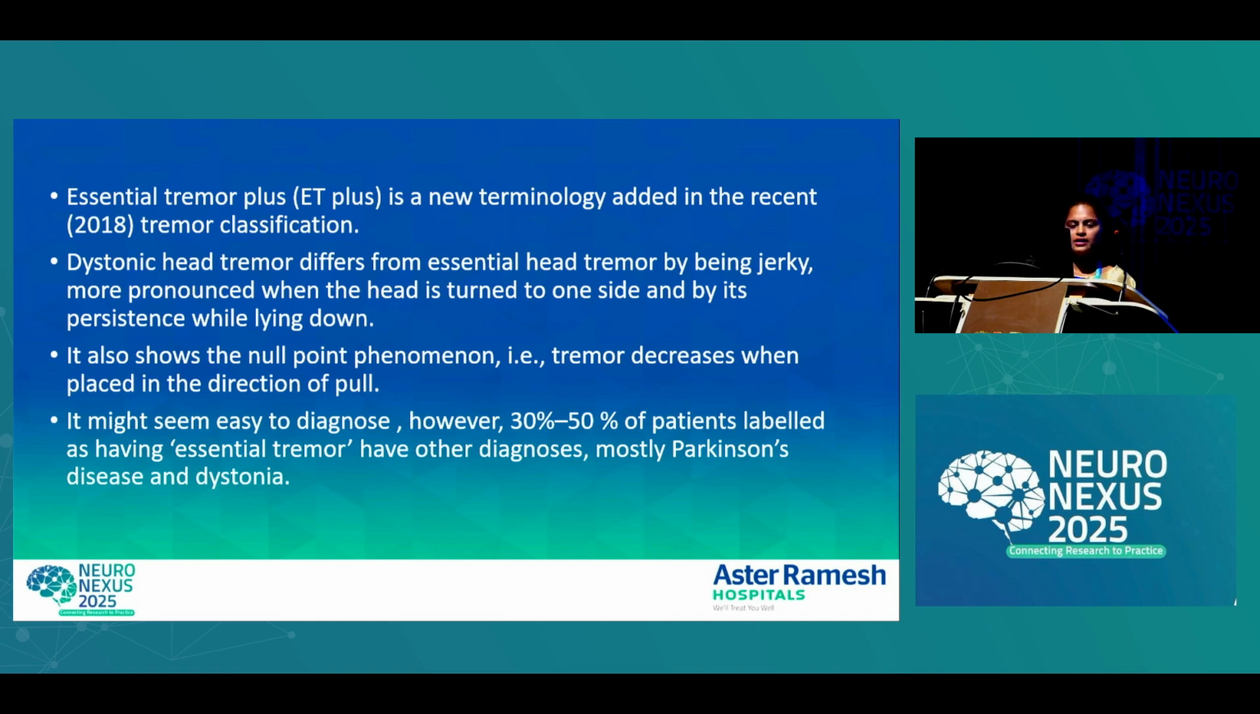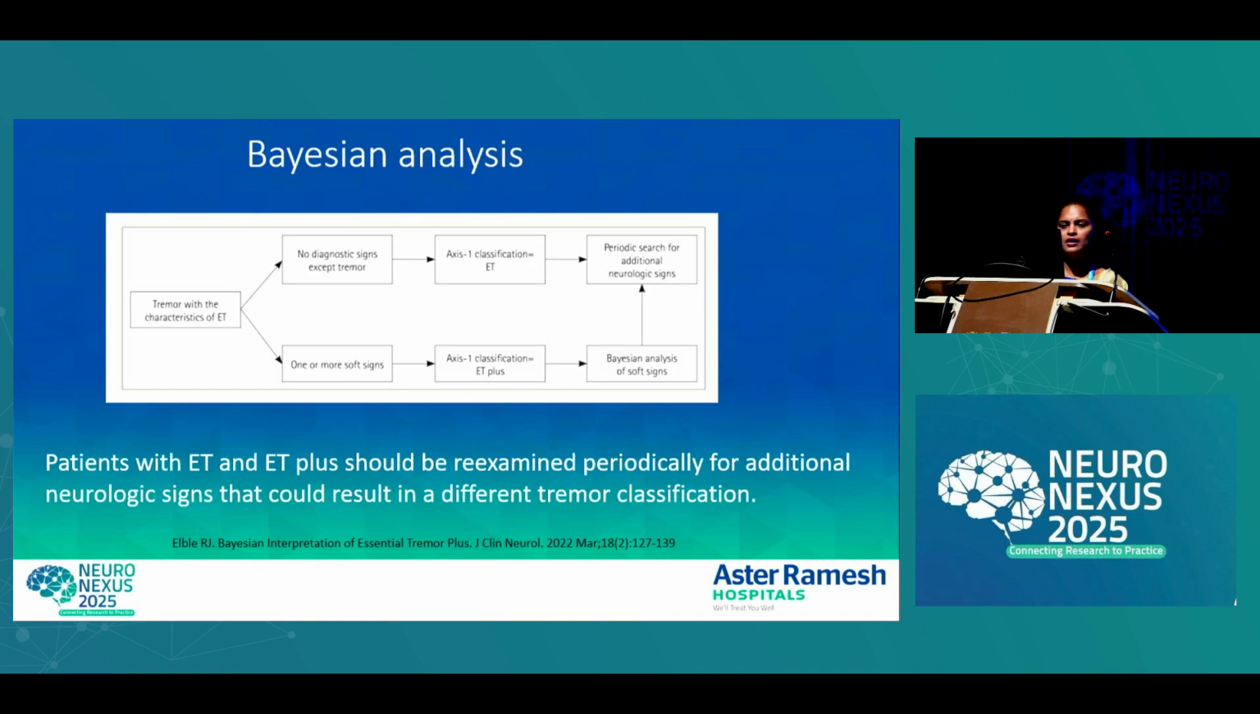So it might seem easy to diagnose. However, 30 to 50% of the patients labeled as having essential tremor may be found, during the course of time, to have either Parkinson's disease or dystonia. So according to this Bayesian analysis, any patient diagnosed with essential tremor, we have to observe periodically for development of other soft neurological signs. During the course of time, they may have a different diagnosis.